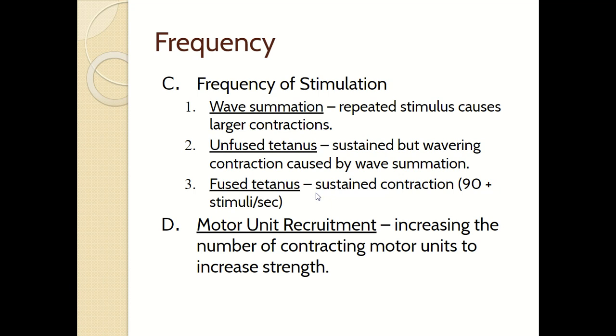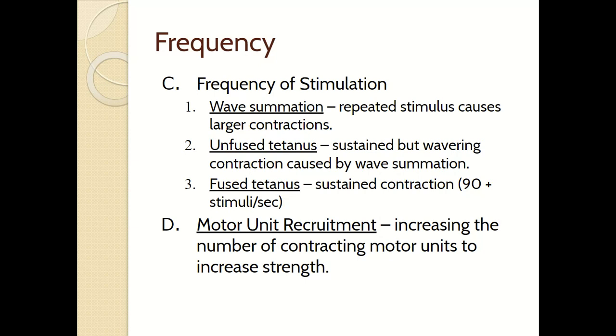If you look at fused tetanus, it stays sustained for about 90 plus stimuli per second. When we hit that threshold of about 90 stimuli per second, it just stays maxed out. That's as strong as that muscle can pull. Unfused tetanus would be where we have a lot of signals, but not quite as many, not 90 plus. Now it's stronger and stays contracted, but it's wavering in strength. It's not completely maxed out. And then, of course, the wave summation was even smaller than that.